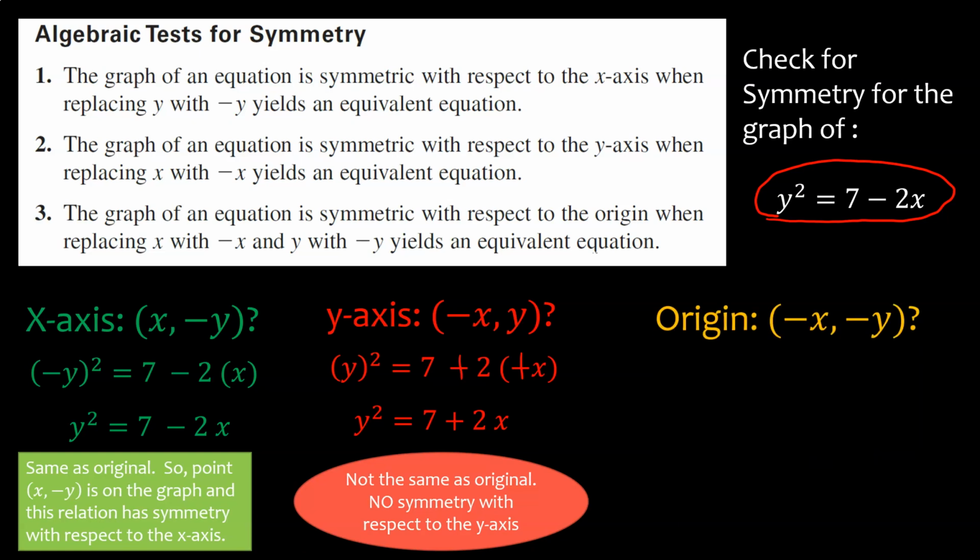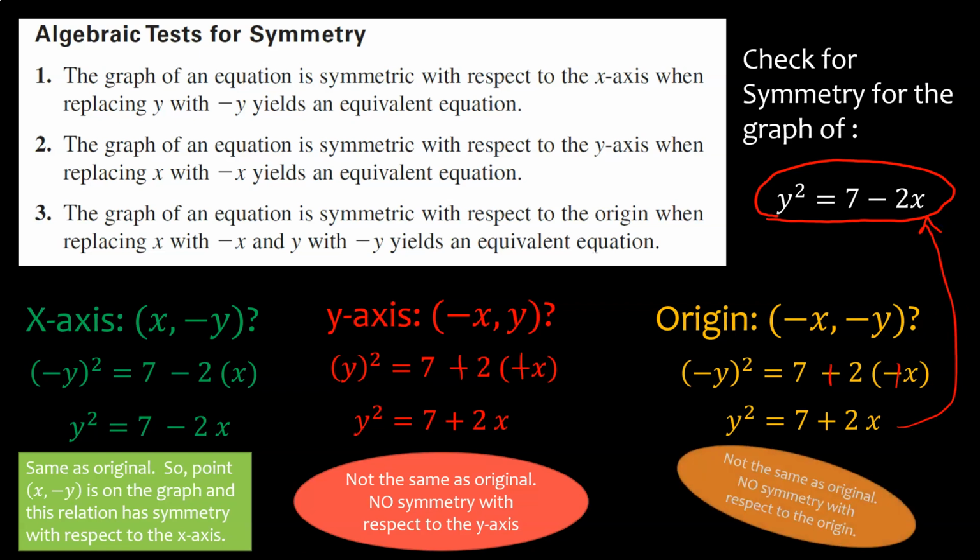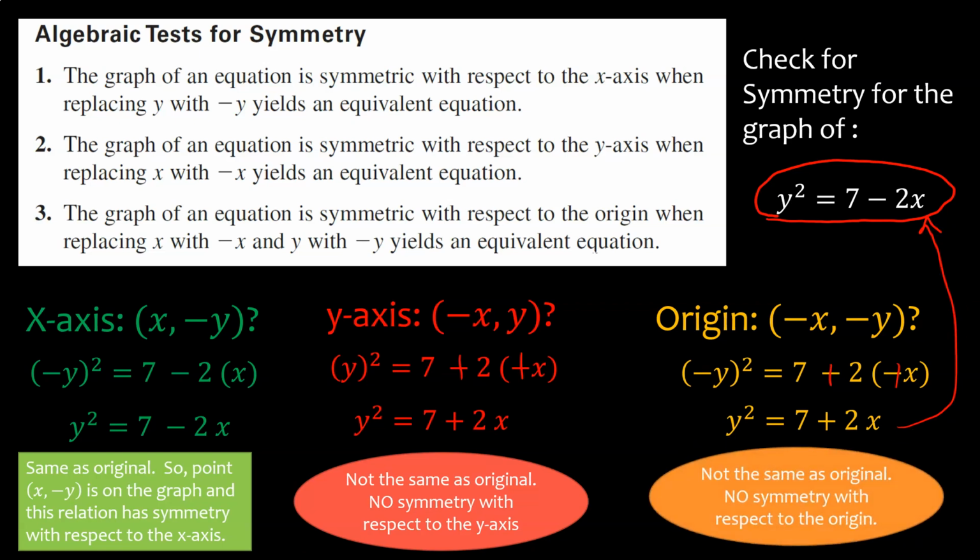Well, what about the origin? We want to say, well, is (-x, -y) on the graph? Let's go and do the substitution. Negative y squared, a negative number squared is a positive number. Negative times a negative is a positive. Well, that is not the same as the original either. So it does not have symmetry with respect to the origin.